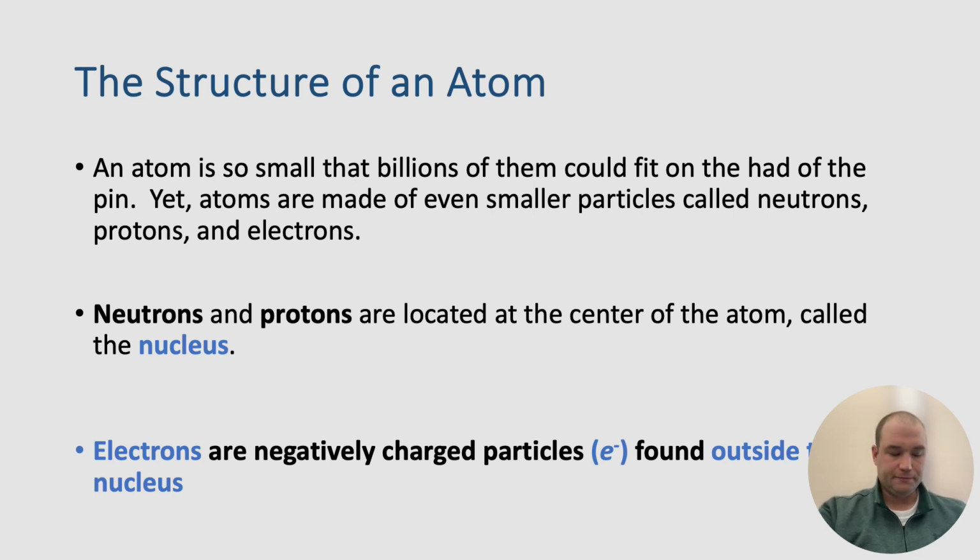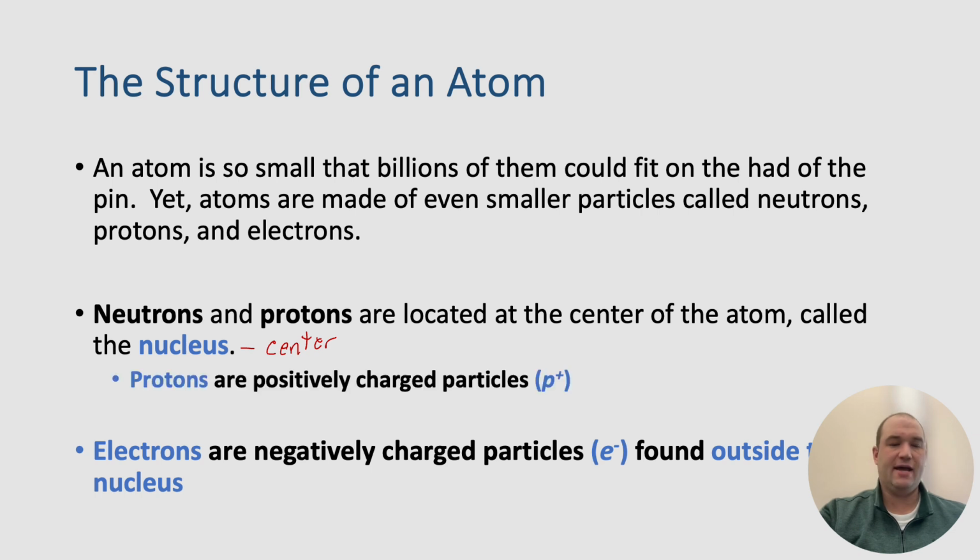So if we take a look, neutrons and protons are located in the nucleus of the atom. And the nucleus just refers to the center of the atom. This is where most of our mass is actually composed of. Now, electrons are the negatively charged particles that are found on the outside of the nucleus. So in this case, electrons are kind of flying around. These are the ones that are responsible for all the bonding that exists between atoms.